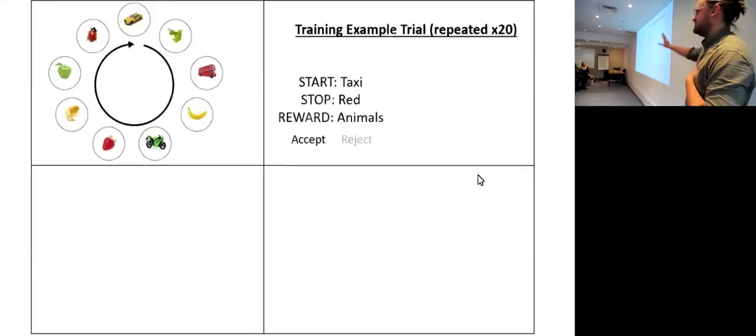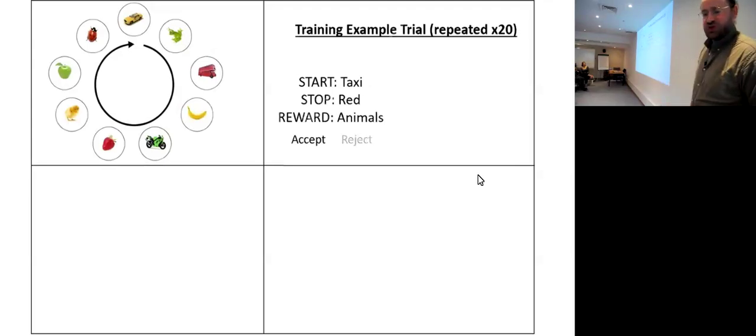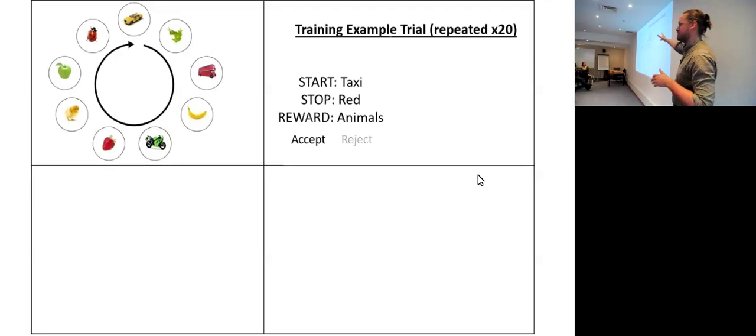So I'm going to first tell you what a training trial looks like. A canonical training trial might look something like this. It'll tell you with text like this, for this trial, you're going to start on the taxi. You're going to stop on whatever next thing is red, and you will be rewarded by anything that is an animal on that path, and you'll get 2 points.